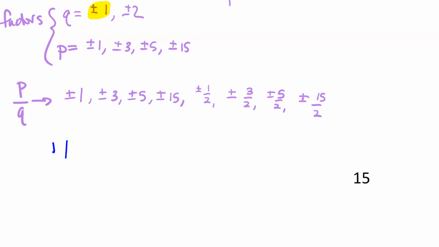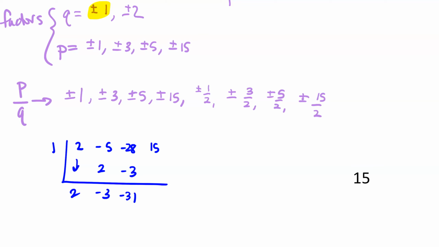So I'll try 1. If it goes evenly, I should have no remainder, and it should be good. So I have 2, -5, -28, and 15. Bring down the 2 to, let's see, -3. Uh-oh, this looks like we're in big trouble. It doesn't go evenly. Not a factor. Okay, let's try again.